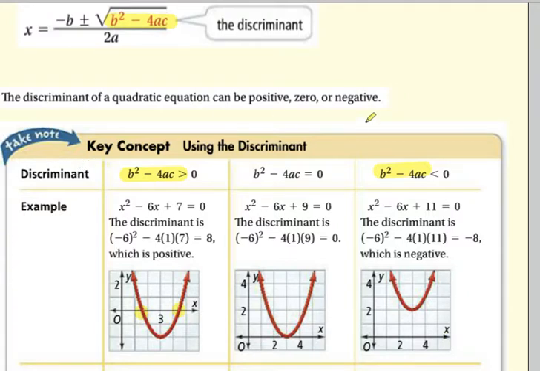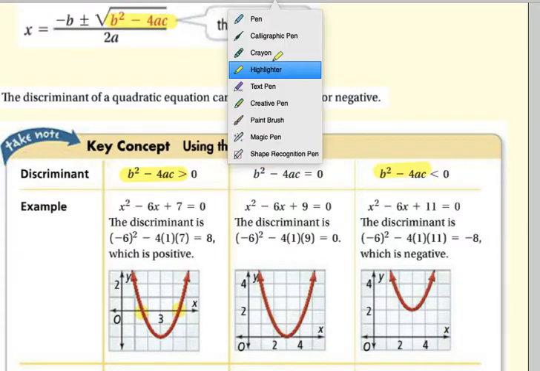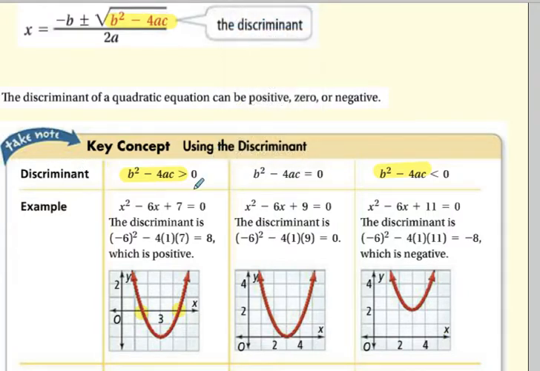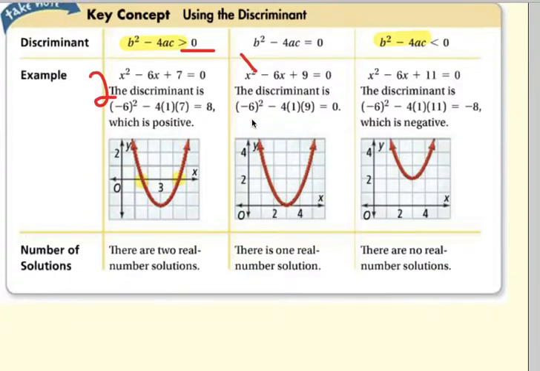So you have three different situations. You have a situation right here where you are going to have two answers because it's greater than 0. You're going to have one answer when it is equal to 0. And if you get a negative square root, that means it is not touching the x-axis. It doesn't matter if it's opening upwards or downwards, but it's not going to touch the x-axis. With a little bit of practice, you're going to get familiar with that.